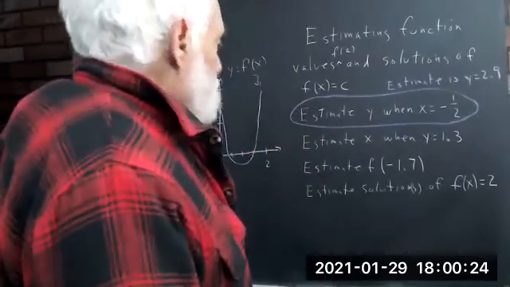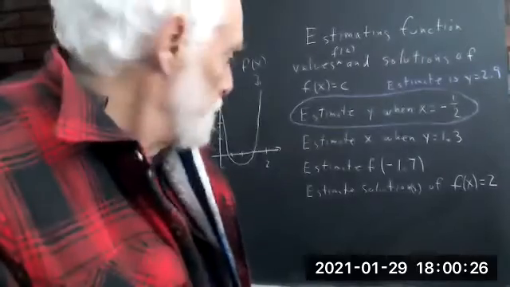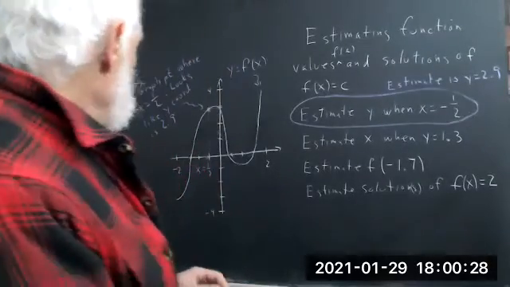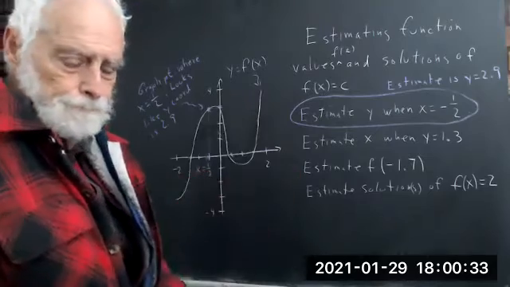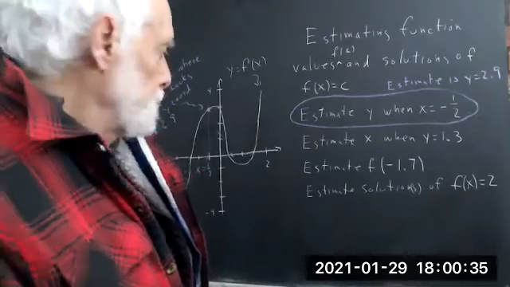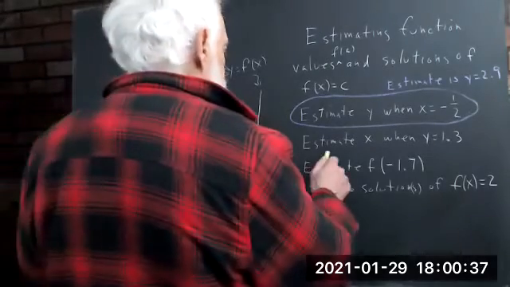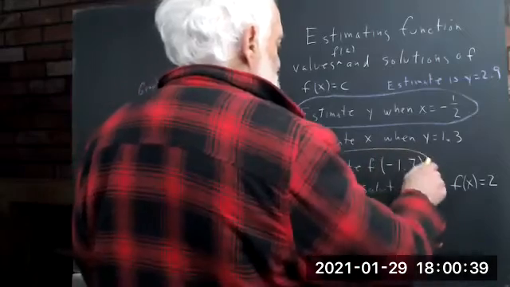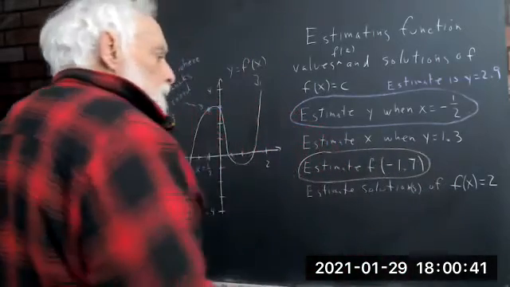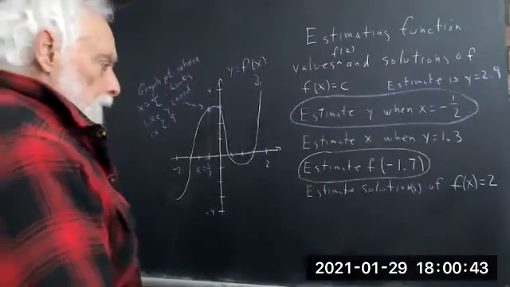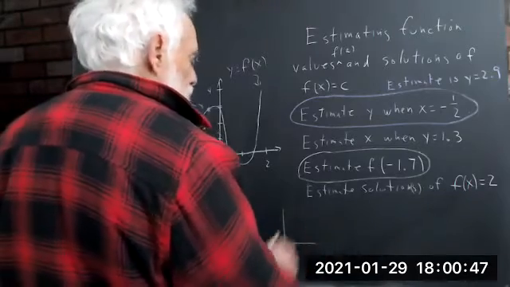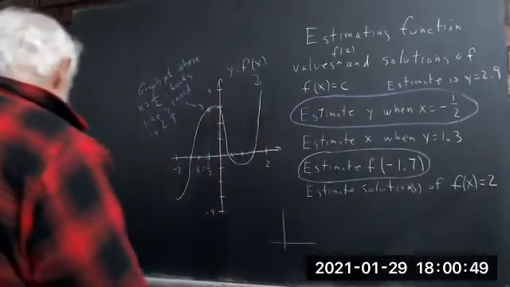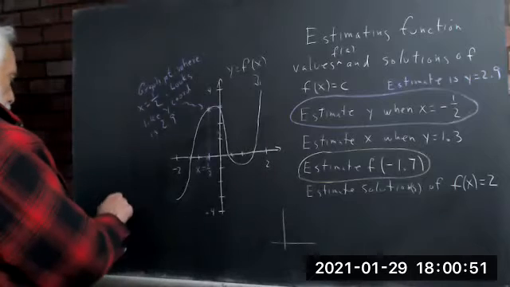Now I'm going to skip down to this third task. Estimate f of -1.7. Well, remember that on the graph of any function, sketch this down here. Actually, it's probably going to be in the watermark. Sketch it over here.